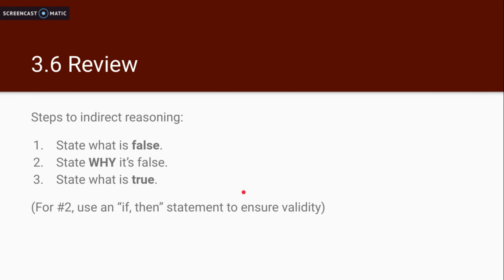3.6 review. This is the indirect reasoning. And I found out that if you are taking a CP geometry, this might not even be something that you have to know.